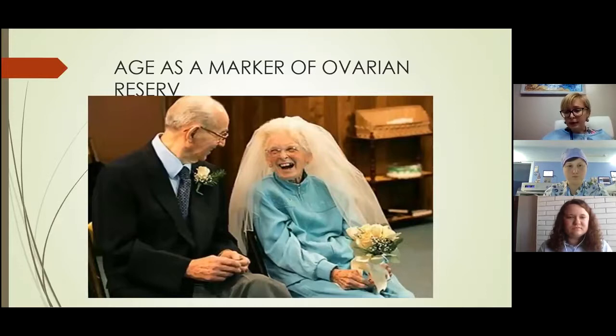So, age, our first marker of ovarian reserve. This picture shows very nice people who decided to get married, but we can understand that at this age, for sure, they will not have a very good possibility to become pregnant naturally.